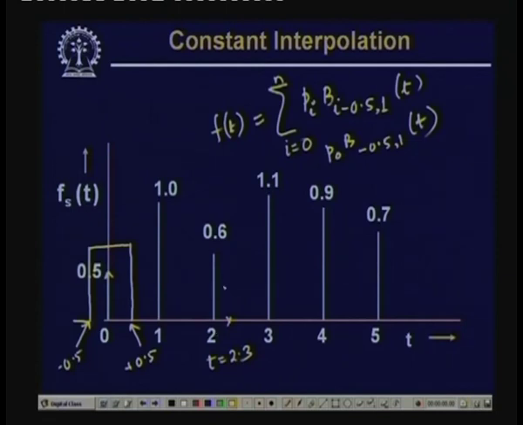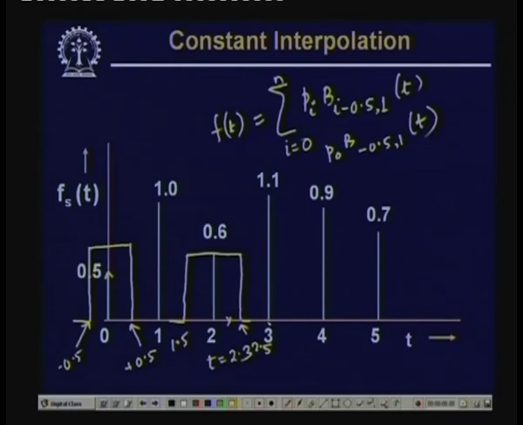But if I consider the effect of P 2 which is equal to 0.6 here, you find that for this the B-spline interpolation function has a range something like this, the region of support. So, this is equal to 1 for t equal to 1.5 to t equal to 2.5, and it is equal to 0 beyond this range.